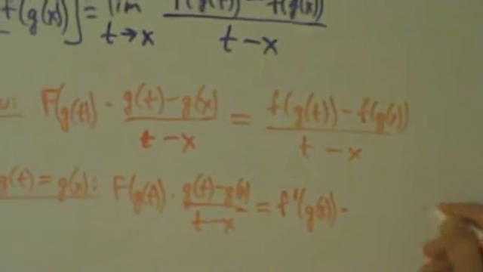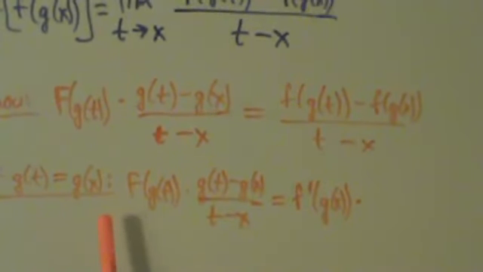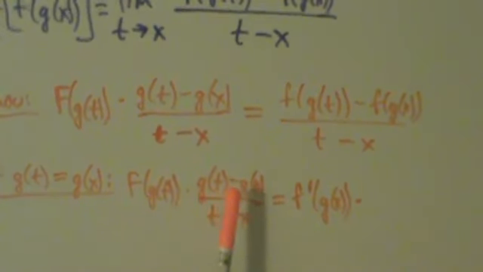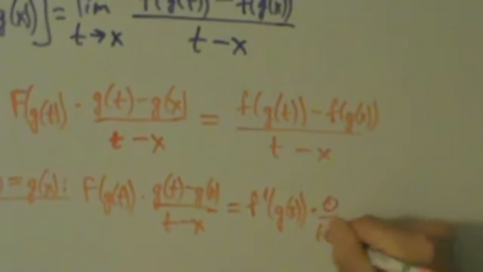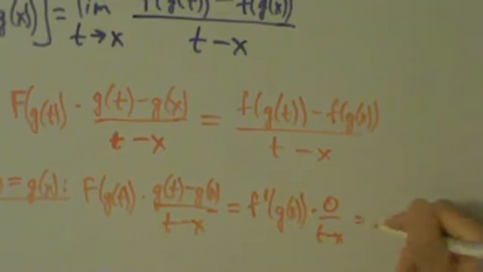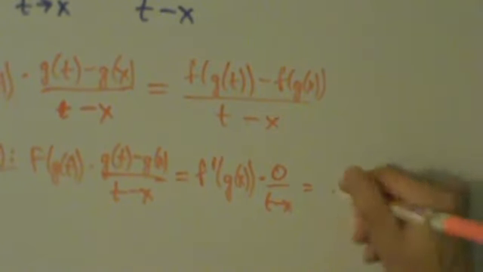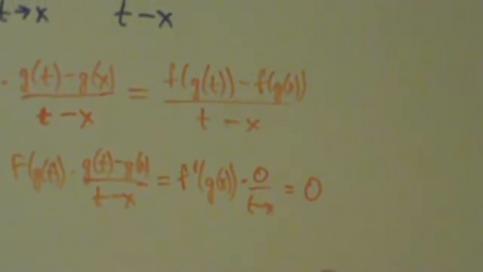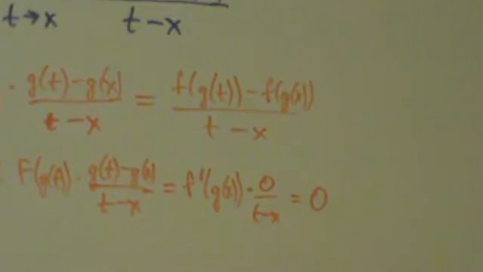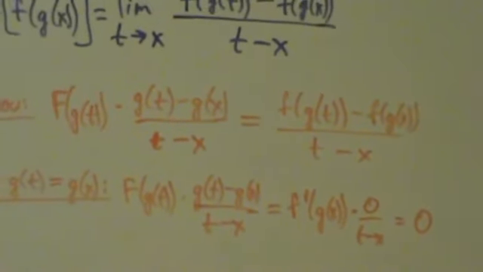So this is going to be little f prime of g of x times, now what's happening here, if g of t equals g of x, then g of t minus g of x is 0, so 0 over t minus x. This is just some number times 0 divided by some other number, so this whole thing is just 0. But that's not quite what we want. Why is it not quite what we want? Because what we want is actually to show this.